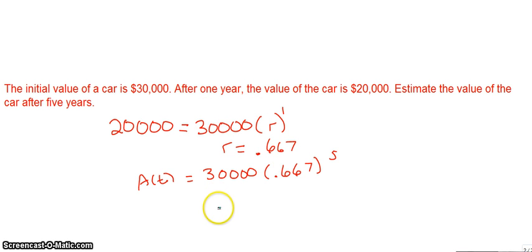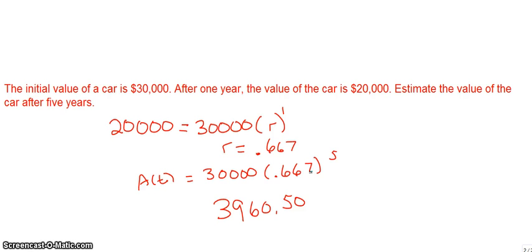So my value after those 5 years, we have $3,960 and about 50 cents. Had you used the full 2/3 instead of rounding your decimal, you'd get about $3,950, so about $10 off, but I'll be able to tell from your work, you know, if you're off by a tiny little bit, which $10 isn't much when we're talking about the value of a car.